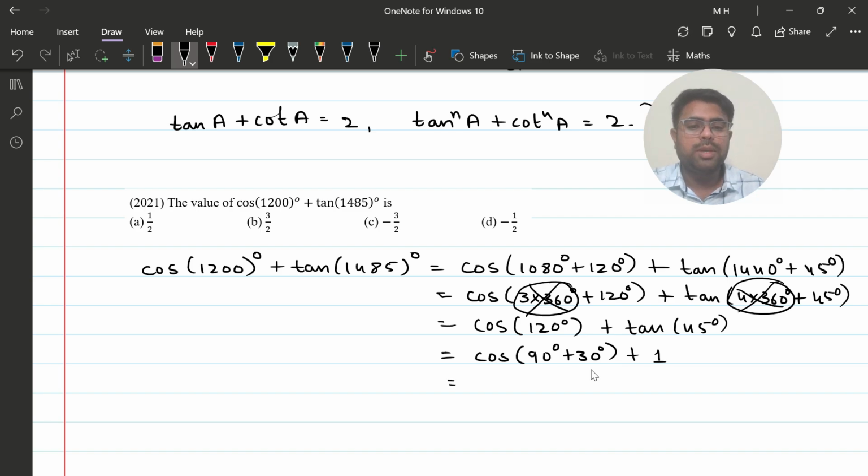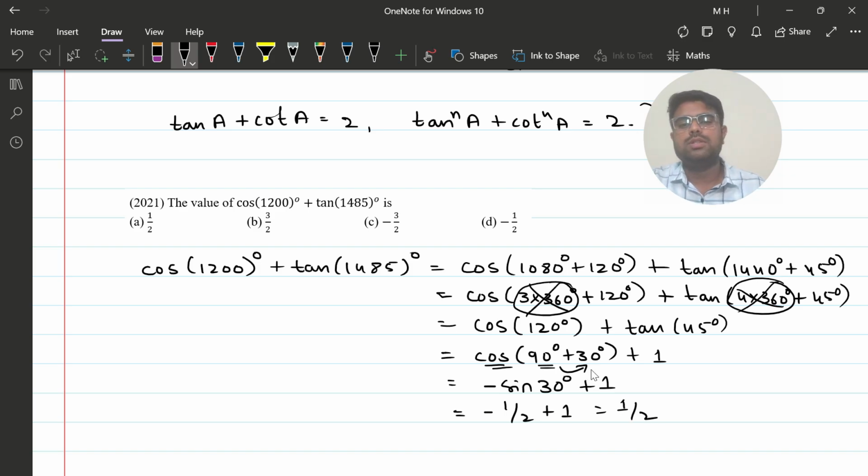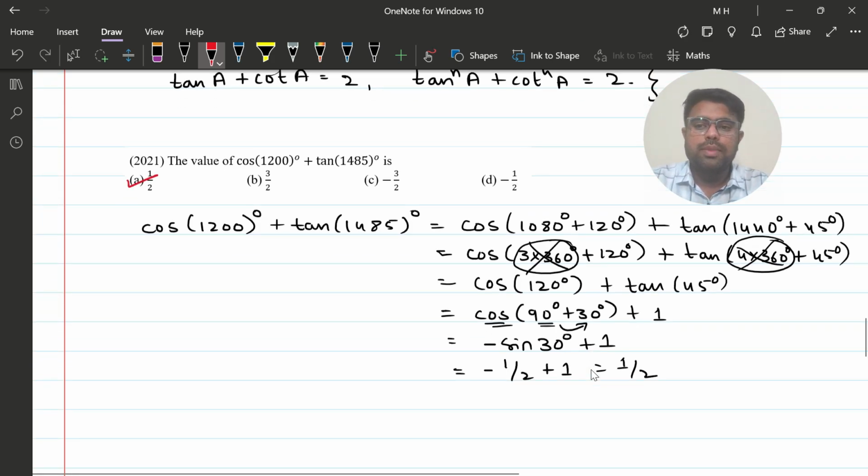What is cos of 90 plus theta? I have told you, for any multiple of 90, the trigonometric function is going to change to its co-function. So cos of 90 plus theta would become sine theta, that is sine 30 degree. But cos after 90, that is 90 plus something, is in which quadrant? Second quadrant. In the second quadrant, cos is going to be negative. So it is going to be minus sine 30 plus 1. Sine 30 is how much? 1 by 2. So it is minus 1 by 2 plus 1. 1 minus 1 by 2 is how much? 1 by 2. So the value of this is going to be 1 by 2. That is option A. That was an interesting problem.